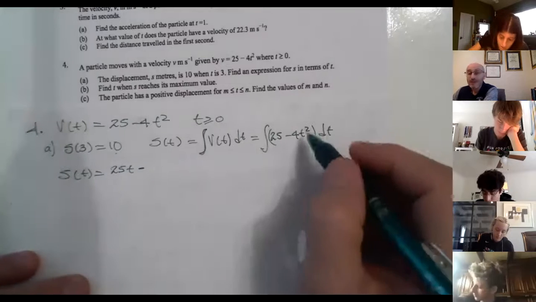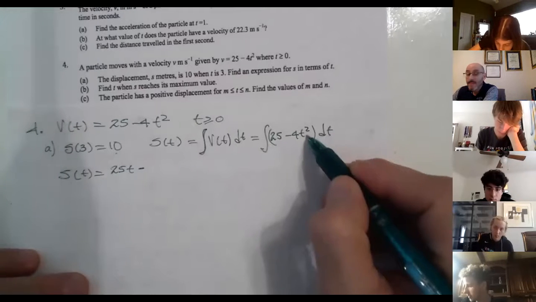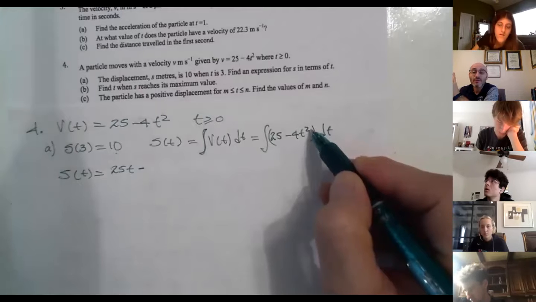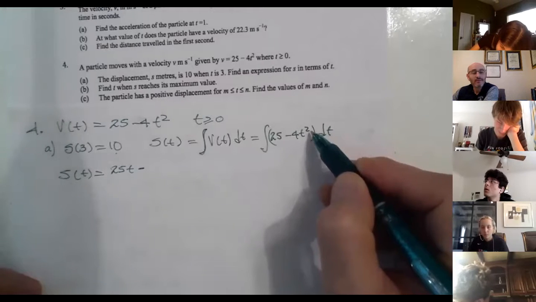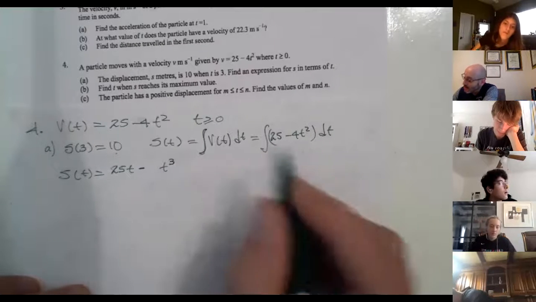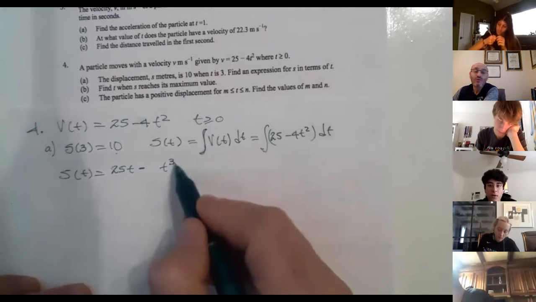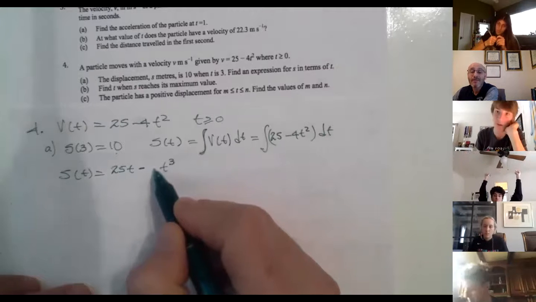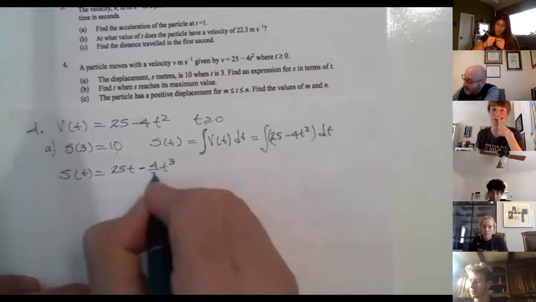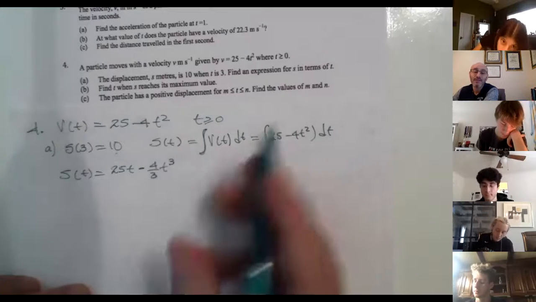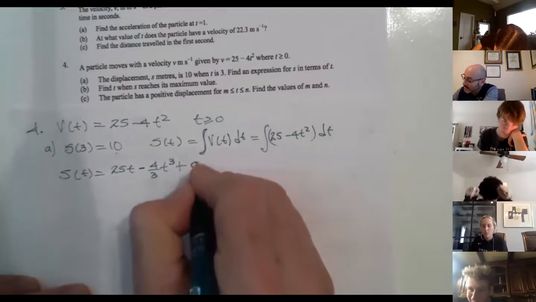Minus. Now let's think about this for a second, right? The derivative has an exponent that is 2. So before taking the derivative, what should be the exponent? 3. So this is going to be t cubed. Now, if I were to differentiate this, then I will bring this 3 down, right? So I need 4 thirds. So they will cancel each other, and I get the negative 4 thirds t cubed plus the c.